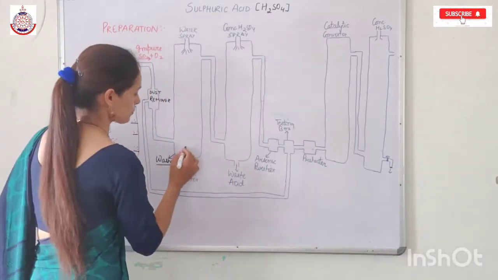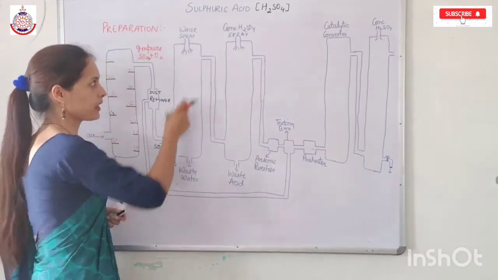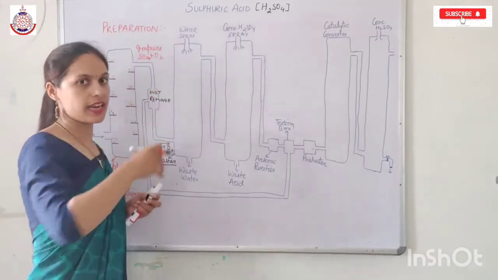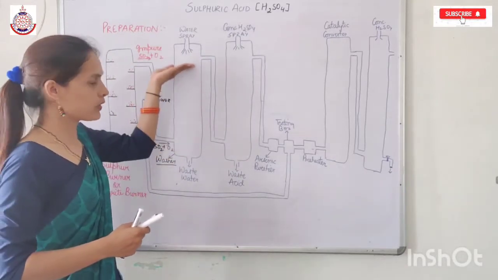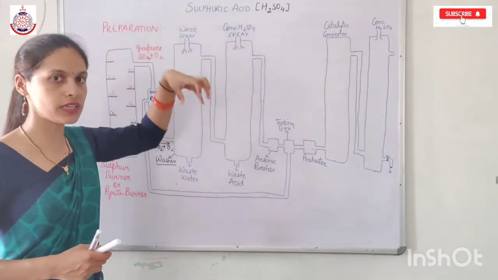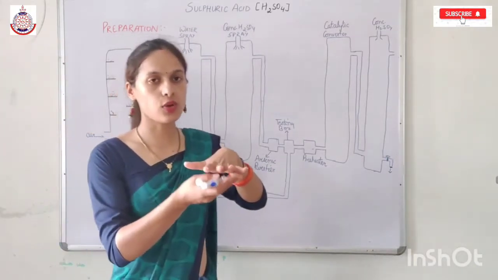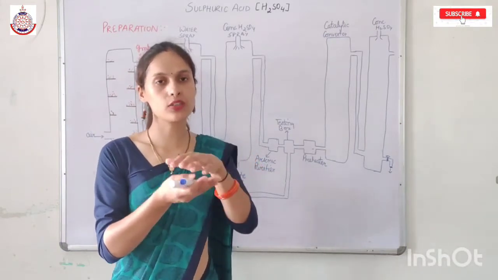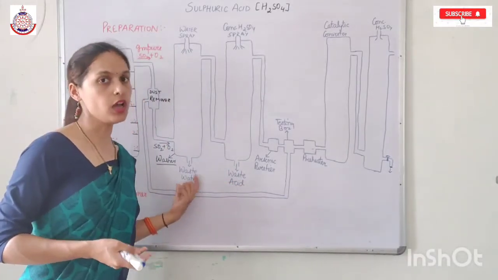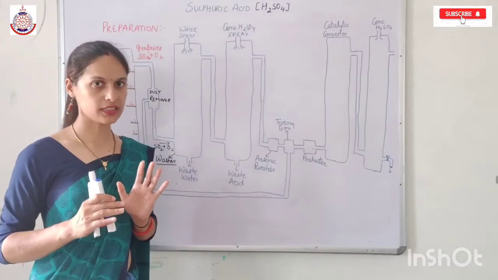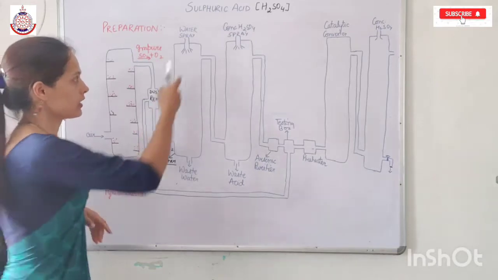So from here SO2 and O2 are entering this chamber. From here we are sending a spray of water. SO2 and O2 come upward while the spray of water falls downward, as a result of which it dissolves the soluble impurities present in the sulfur dioxide, and along with the waste water we get the soluble impurities. So here this SO2 is free from dust.